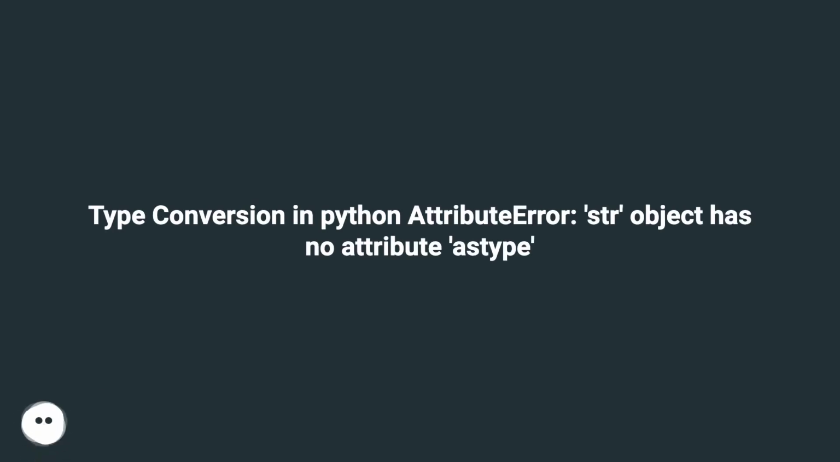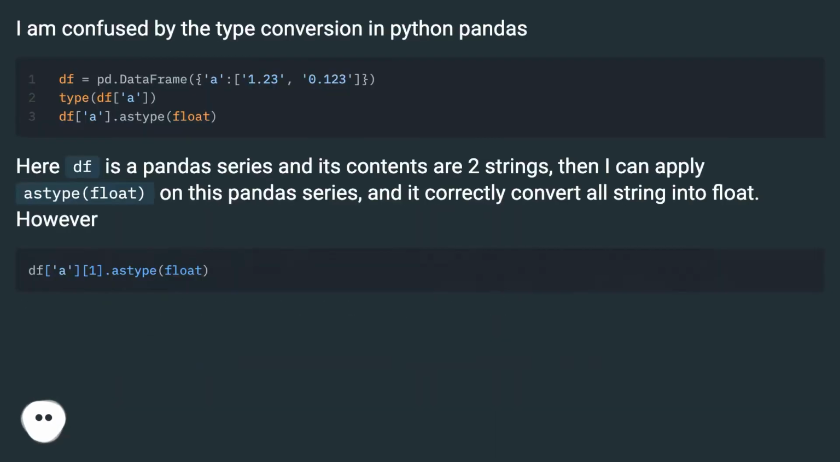Type conversion in Python. AttributeError: 'str' object has no attribute 'astype'. I am confused by the type conversion in Python pandas. Here df is a pandas series and its contents are strings, then I can apply astype float on this pandas series, and it correctly converts all strings into float.